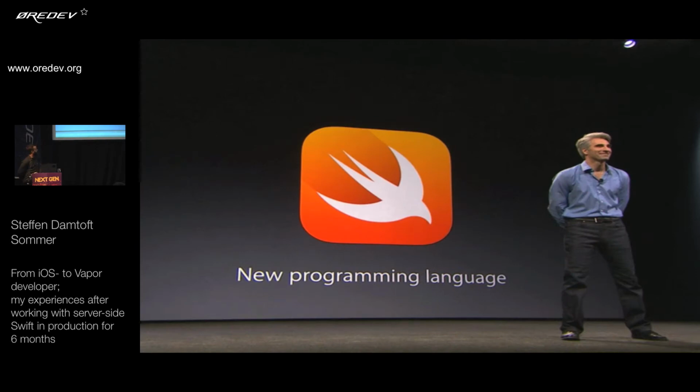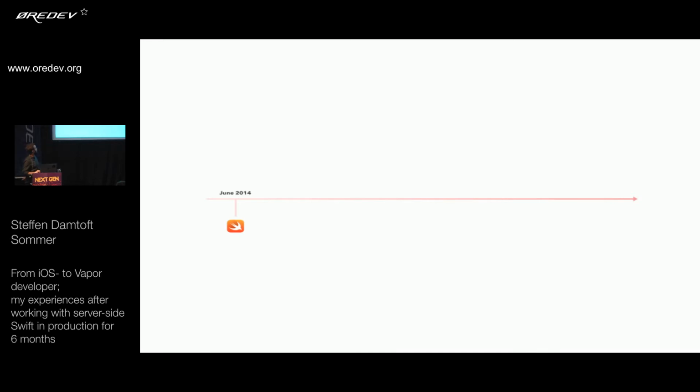So I think a lot of us remember this moment where Craig went onto the stage and introduced this new programming language. It was the Objective-C without the C. It was safe, it was reliable, it was drawing inspiration from other languages. And I was really excited about this moment. So that happened in June 2014 at WWDC.